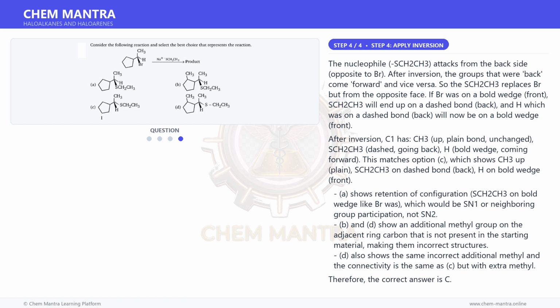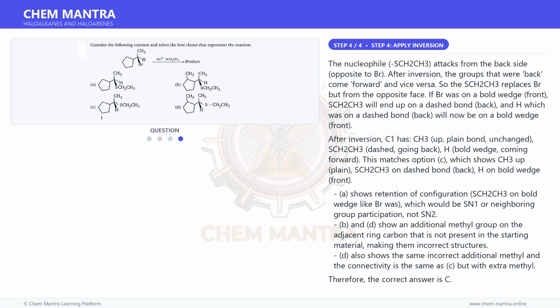After inversion, C1 has CH3, up, plain bond, unchanged, SCH2CH3, dashed, going back, H, bold wedge, coming forward. This matches option C, which shows CH3 up, plain, SCH2CH3 on a dashed bond, back, H on a bold wedge, front. A shows retention of configuration, SCH2CH3 on a bold wedge like Br was, which would be SN1 or neighboring group participation, not SN2.